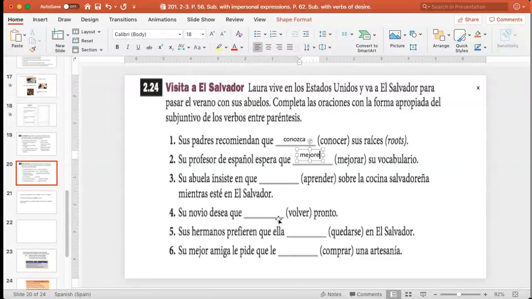Okay, I want you to do all of them, so you can do better on the quiz. I want you to answer by yourself. But basically, you just have to conjugate into subjunctive. ¿Vale?